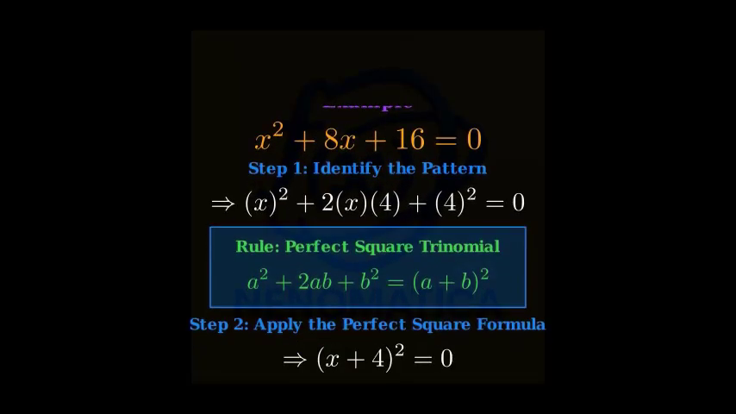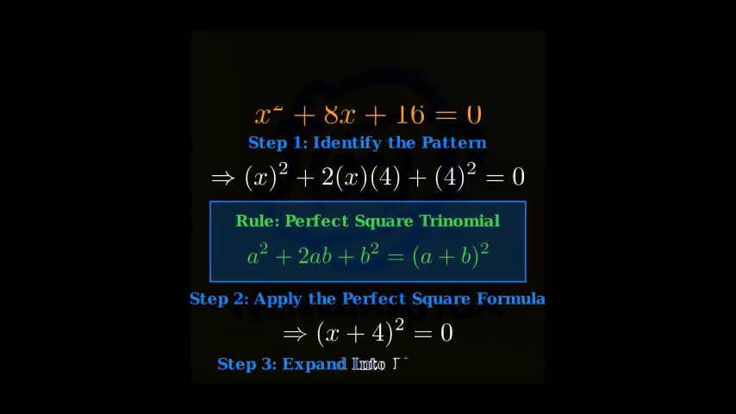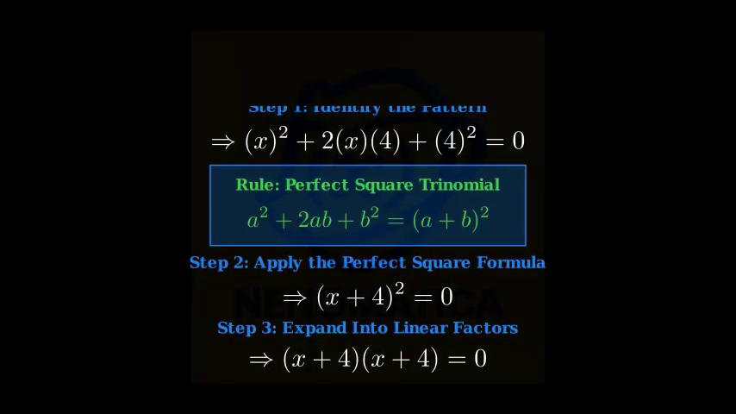We recognize that this follows the pattern a squared plus 2ab plus b squared, which equals a plus b squared. In our case, a is x and b is 4. So we can rewrite our equation as x plus 4 squared equals 0. Step 3. Now we'll expand this into linear factors. If x plus 4 squared equals 0, then this means x plus 4 times x plus 4 equals 0.